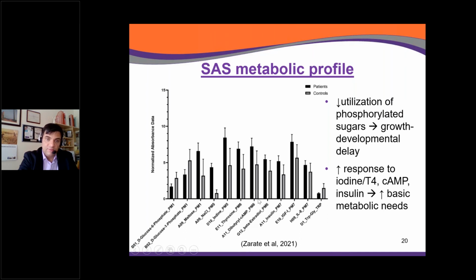Cyclic AMP is one of the most important secondary messengers, so it mediates cellular signaling, and insulin is one of the most important anabolic hormones, so it helps build up our body. So all this profile is compatible with an increase in basic metabolic needs, coupled with decreased utilization of major energy sources. So you can see that there is a disproportion here in the metabolic profile of these individuals.